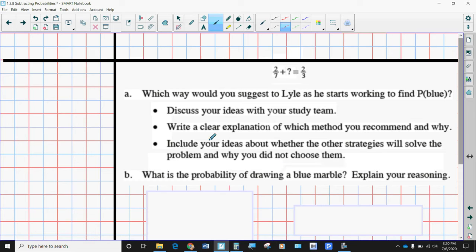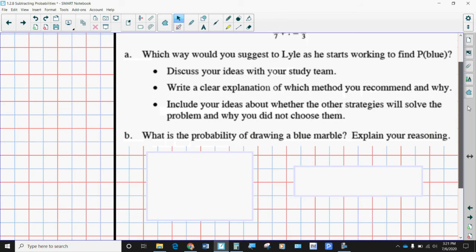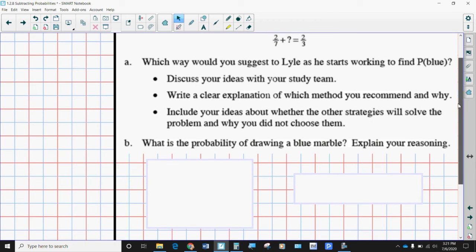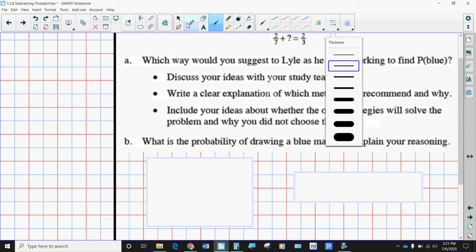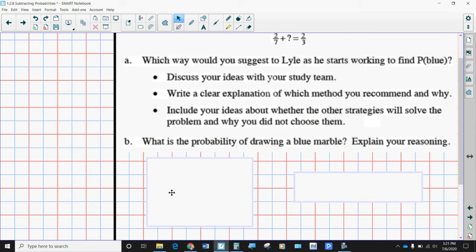So go ahead and solve that problem. Get your common denominators and see if you can figure out what the probability of getting a blue is. Go ahead and pause, work through that process, and unpause when you're ready to move forward. Okay, so we're going to say that you are ready to go.